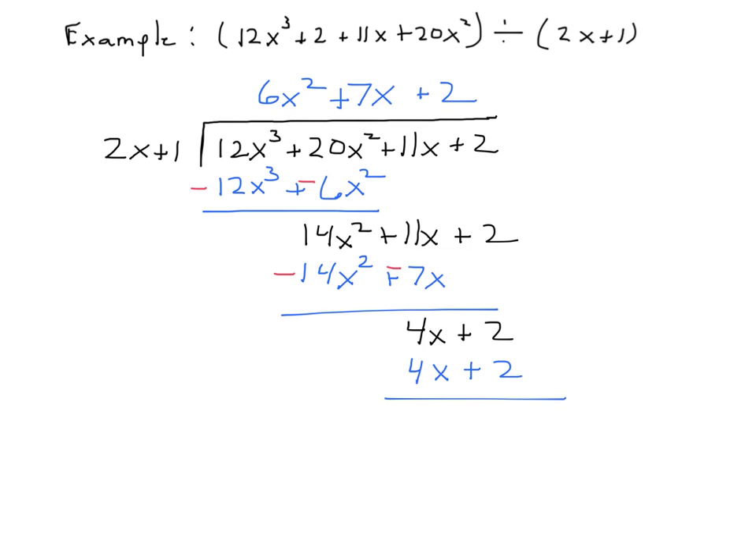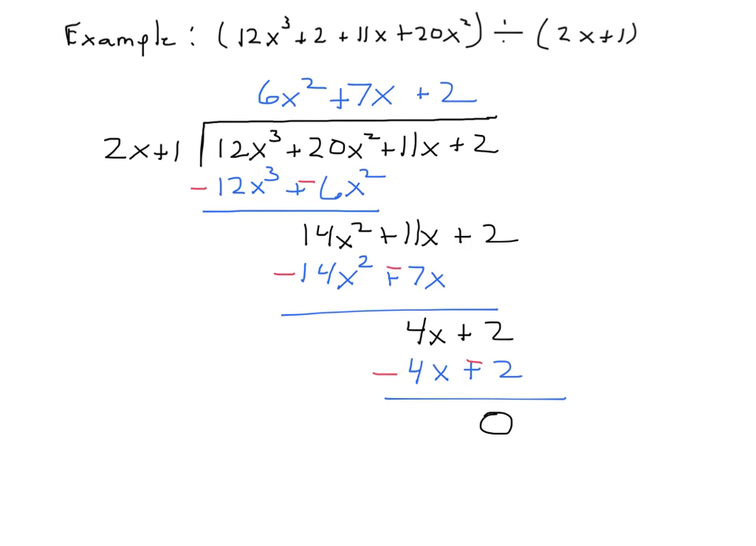And again, change all the signs. Everything's going to become negative here. Be aware that if we were dividing by a subtraction, sometimes it might have to become a positive. And so this is going to come out to be a remainder of 0.